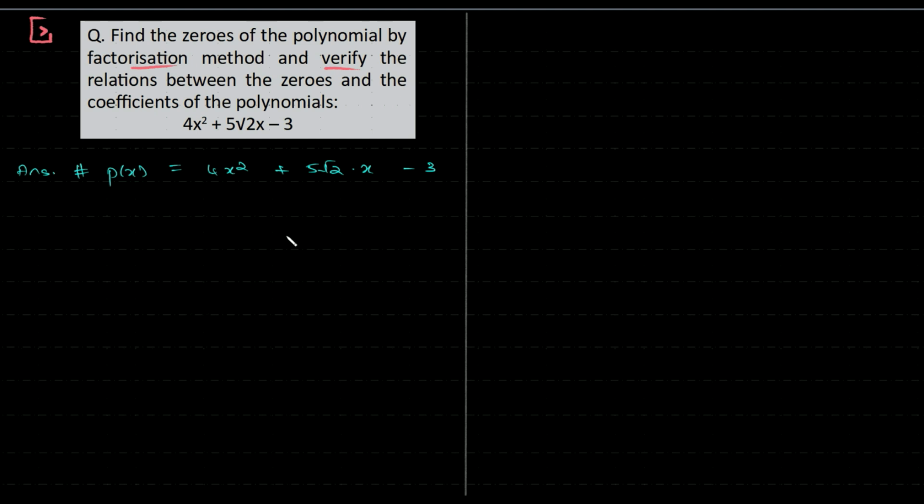Directly, there's nothing that we can do over here. Directly, we have to go with splitting the middle term. So we are looking at two numbers which when multiplied should give us 4 into minus 3, that is minus 12. When added, should give us 5 root 2. Since we are looking at surds, this needs to have root 2 at both ends. So root 2 and root 2 over there.